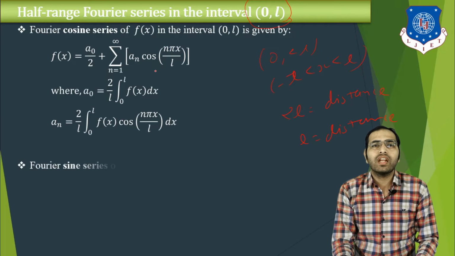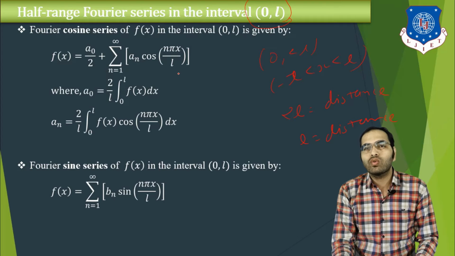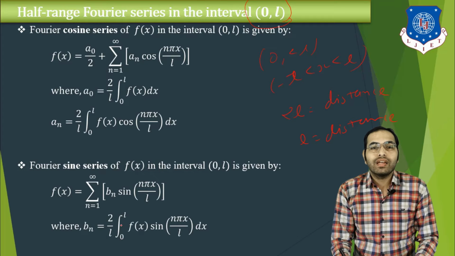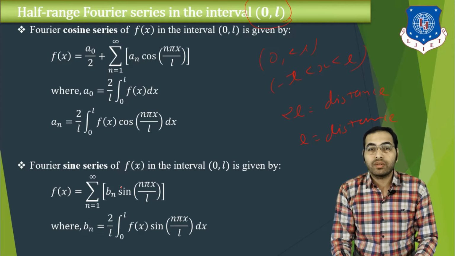Similarly, the Fourier sine series of the function in the interval 0 to L is given by f of x equal to summation n equal to 1 to infinity of bn sin n pi x by L. Now where bn equal to 2 by L integral 0 to L f of x sin n pi x by L dx. Finding the values of bn and substituting in this equation, we will get the sine series.